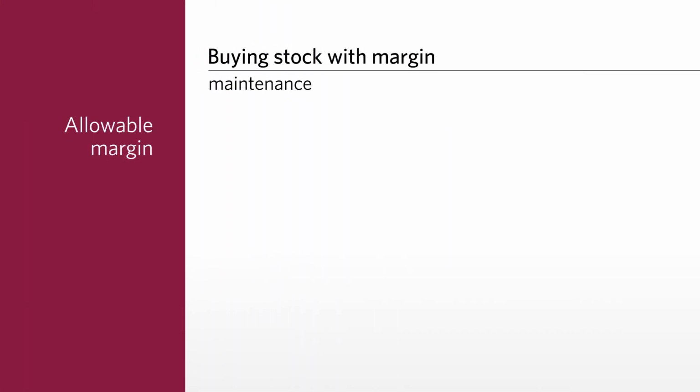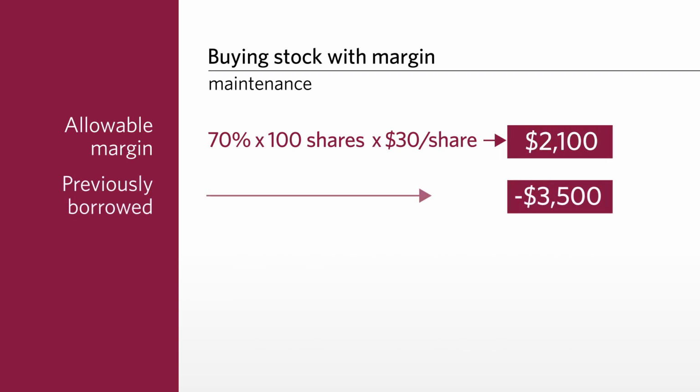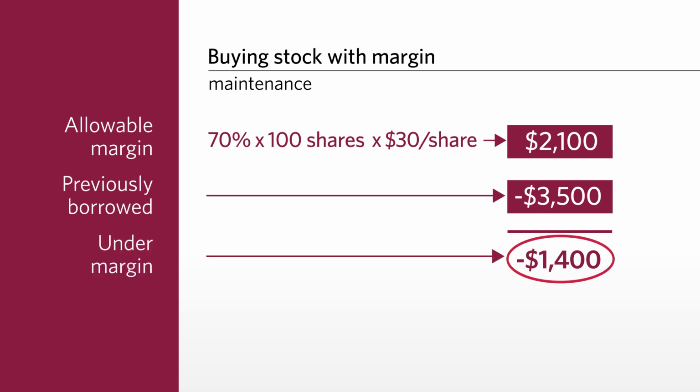The current allowable margin is 70% times 100 shares times $30 per share, which is equal to $2,100. The margin requirement is $2,100 minus $3,500, which is the previously borrowed amount. That is equal to negative $1,400. This means that your account is under-margined by $1,400.